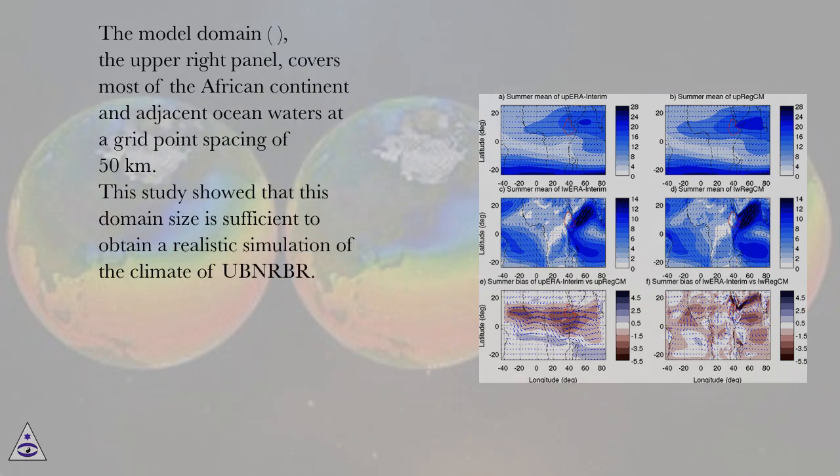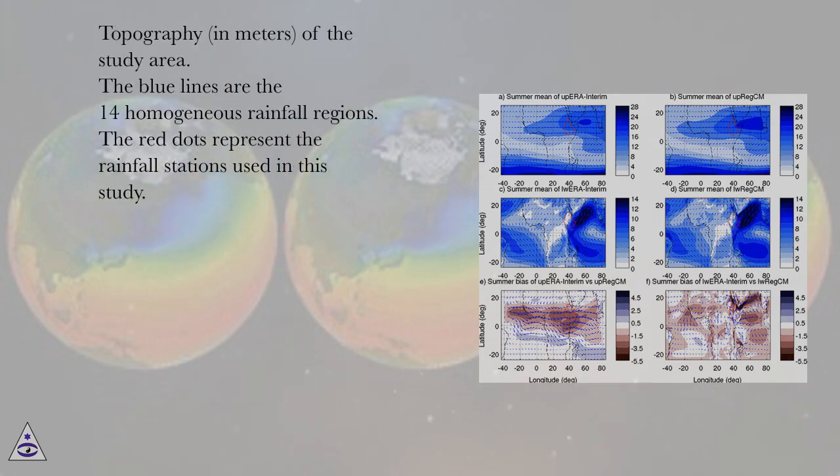The model domain, the upper right panel, covers most of the African continent and adjacent ocean waters at a grid point spacing of 50 kilometers. This study showed that this domain size is sufficient to obtain a realistic simulation of the climate of the study area. Topography, in meters, of the study area. The blue lines are the 14 homogeneous rainfall regions. The red dots represent the rainfall stations used in this study.